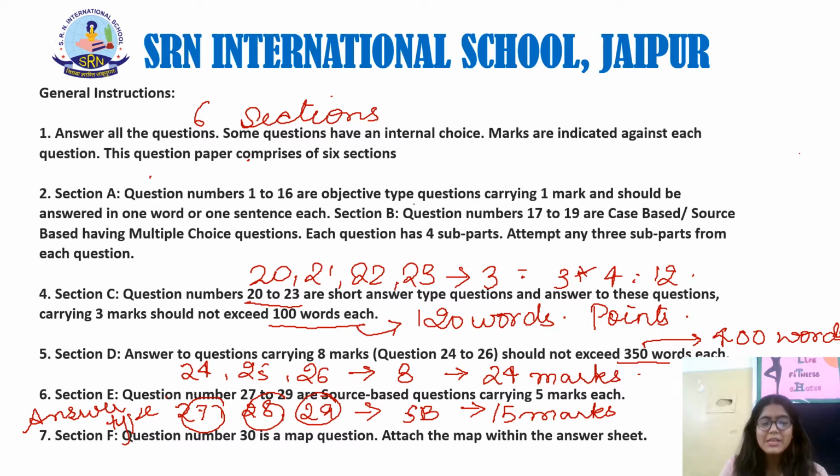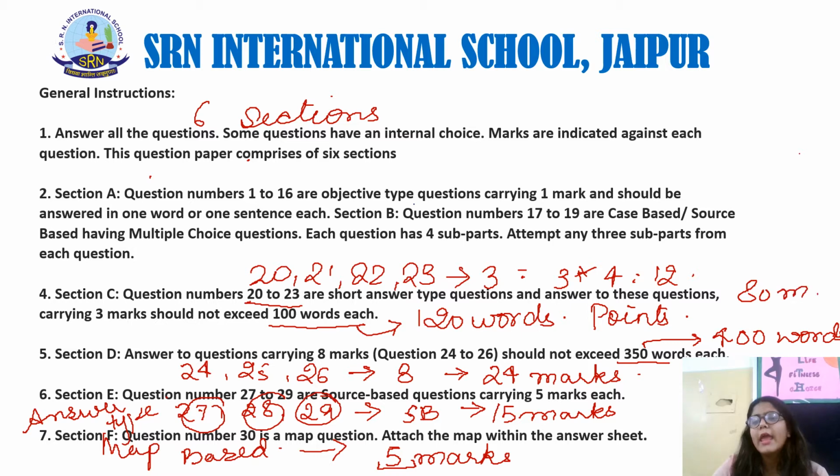Now we come to Section F, which is map based. In this map based question you would have two questions all in all, and together they carry 5 marks, not 15, a total of 5 marks. When we calculate the whole, the paper becomes 80 marks. I hope the blueprint of the paper is clear to all of you.